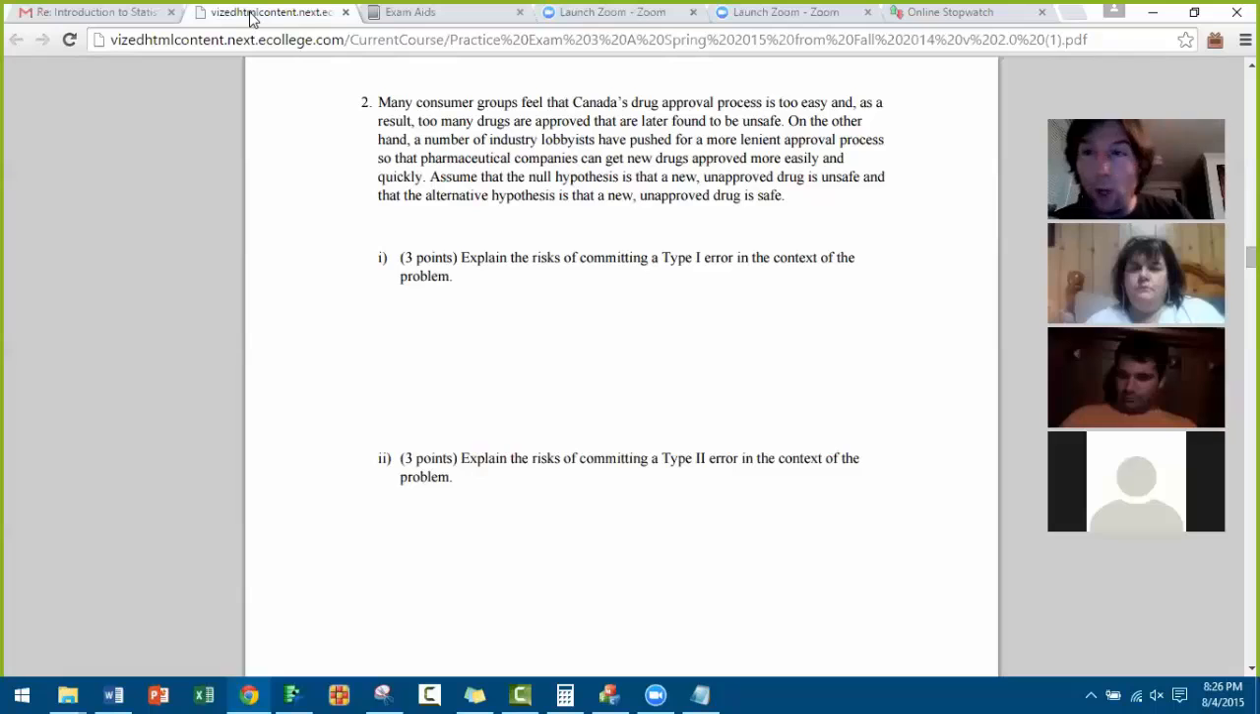So type 1 is a false positive. So they find evidence for the alternative. They find evidence the drug is safe. So what does that mean? It means a new drug gets approved when they have evidence it's safe, but it's a false positive. In other words, the drug wasn't safe. So that's pretty bad. Who knows how bad the drug is, but it's not safe, and we have just put an unsafe drug on the market.